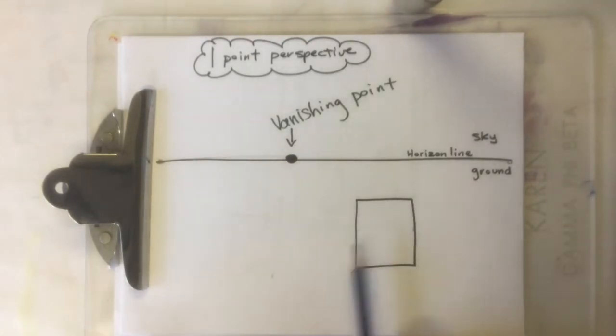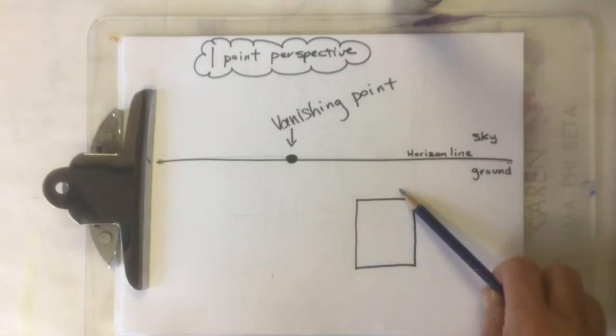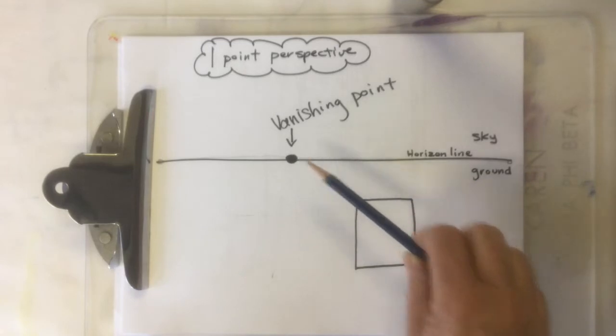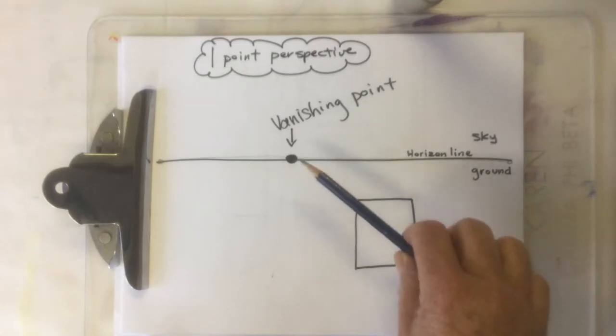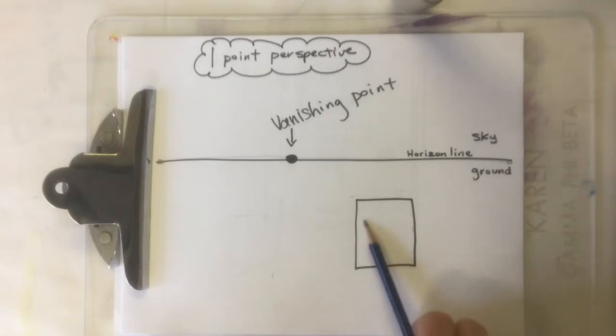All right. Now, from every corner that is closest to our vanishing point, we're going to draw lines towards that vanishing point. We're not going to do the bottom corner because it overlaps behind. It's behind the box. You wouldn't see it. We're going to pretend this is a solid surface, like a wall.